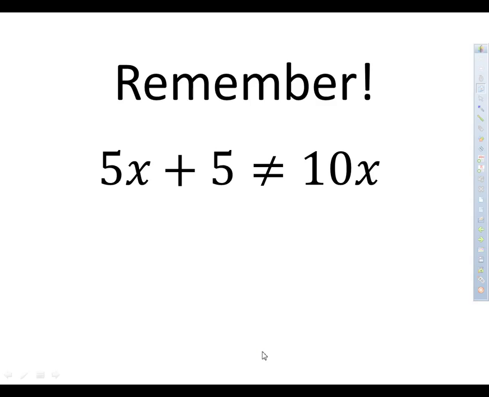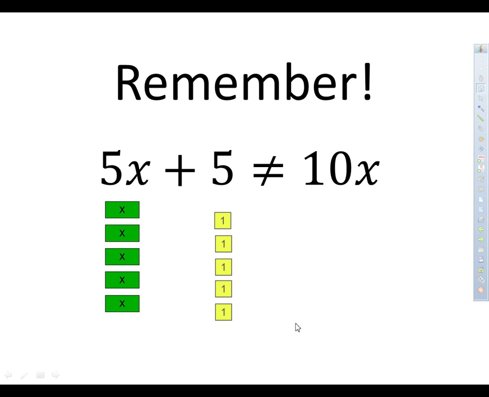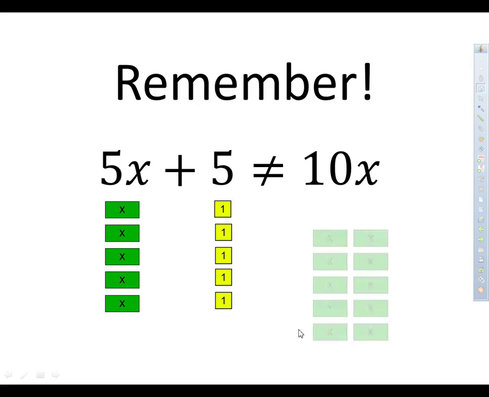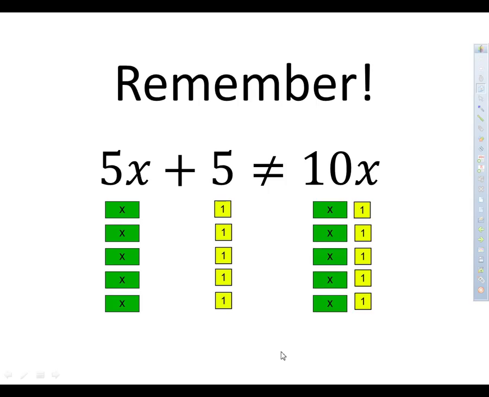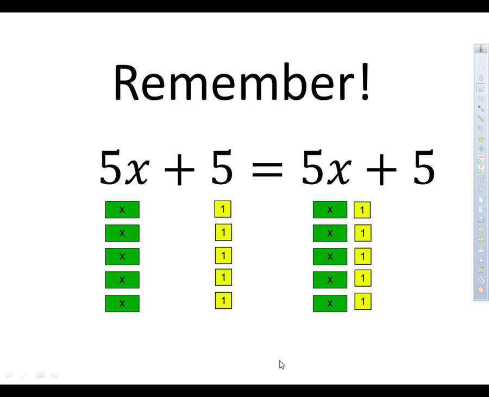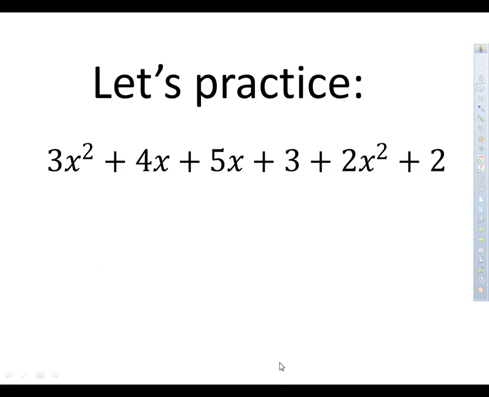Now one thing to remember, this is a common mistake. 5x plus 5 does not equal 10x, and now we can see why. 5 x's look like this. 5 1's look like this. And when we add 5 x's and 5 1's together, we do not make 10 x's. What we make are 5 x's and 5 1's. So the 10x is incorrect. What we should have in place of the 10x is 5x plus 5. They just remain separate.